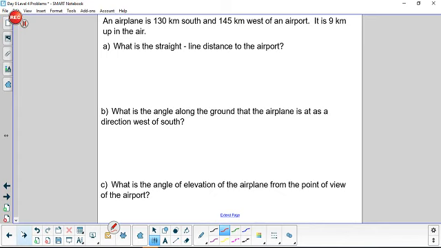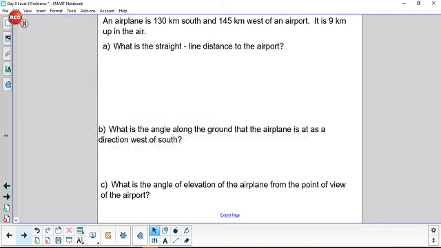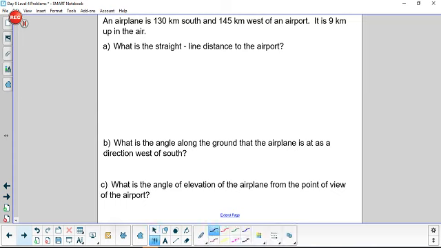So we have an airplane that's 130 kilometers south and 145 kilometers west of an airport, but it's 9 kilometers in the air. So the first thing I'm going to do is earmark the airport, and I'm going to give myself a little bit more room here. So we've got an airport, and on the ground distance, the airplane is 130 kilometers south and 145 kilometers west.